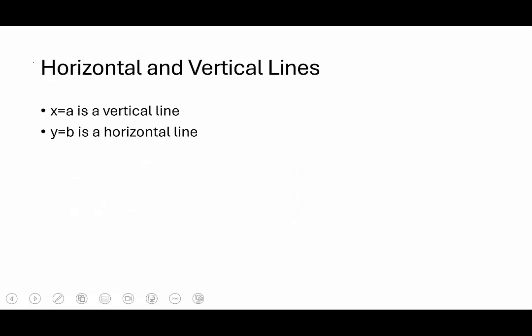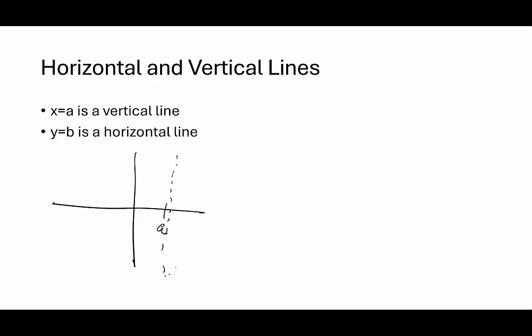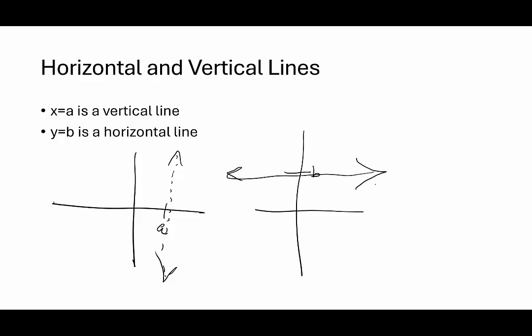So just a note, horizontal and vertical lines: x equals a is a vertical line, y equals b is a horizontal line. So this looks like, here's our xy coordinate, here is x equals a, and that is a vertical line that passes through a, if I could actually draw, and here's b, and it's a horizontal line passing through b. And that is the end of the slideshow.